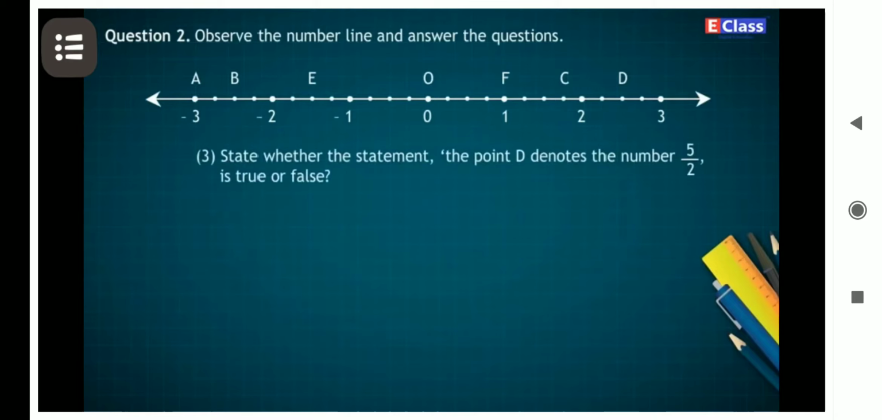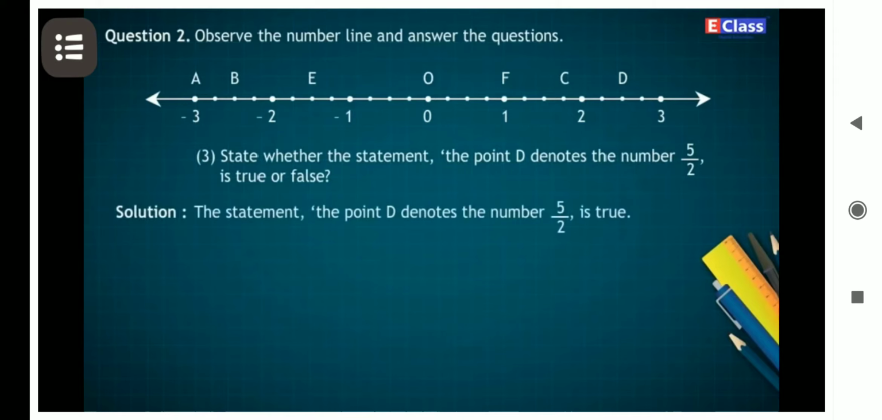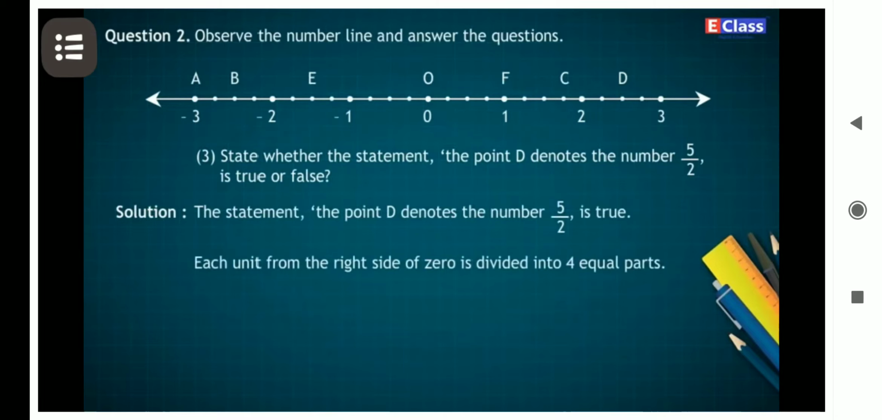3. State whether the statement "The point D denotes the number 5 by 2" is true or false. Solution. The statement "The point D denotes the number 5 by 2" is true. Each unit from the right side of 0 is divided into 4 equal parts. Point D is the 10th point from 0, which is equal to 10 by 4, which is equal to 5 by 2.